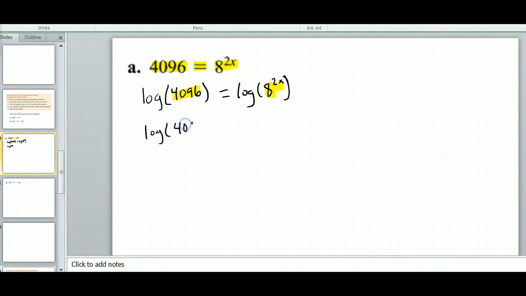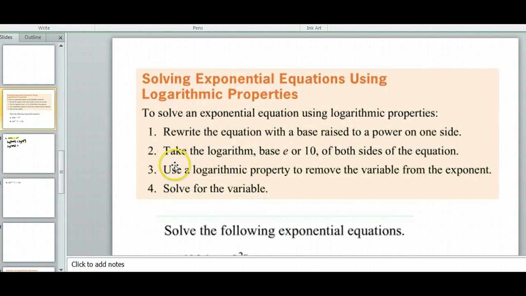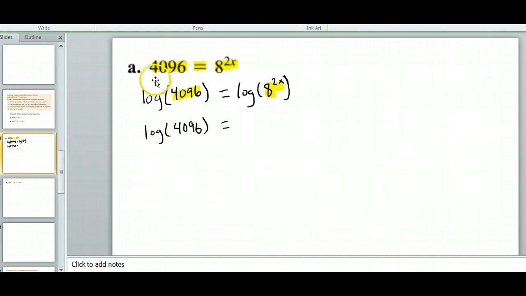Alright, we're already down to step 2. Rewrite the equation with a base raised to a power on one side. So this means isolate the exponential part. This one's already isolated, so step 1 was already done. But then we did the base 10 log on both sides of the equations, and then use a property to remove the variable from the exponent. The property they're talking about is that power rule, which says that now that I have a logarithm, and this is the input of the logarithm, this can come down in front of the log, and we can create multiplication here. So we get 2x times the log of 8.